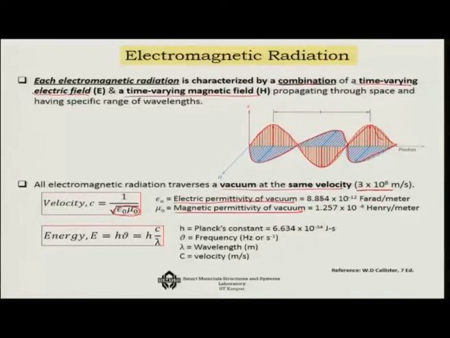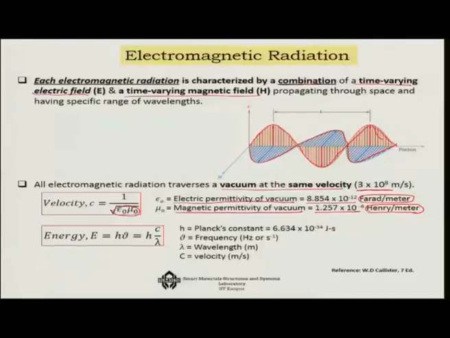In vacuum, epsilon 0 is 8.854 into 10 to the power minus 12 farad per meter, and magnetic permittivity is 1.257 into 10 to the power minus 6 Henry per meter. So, in one case the unit is farad per meter for the electric field, and for the magnetic field it is Henry per meter. We have to keep these points in our mind.